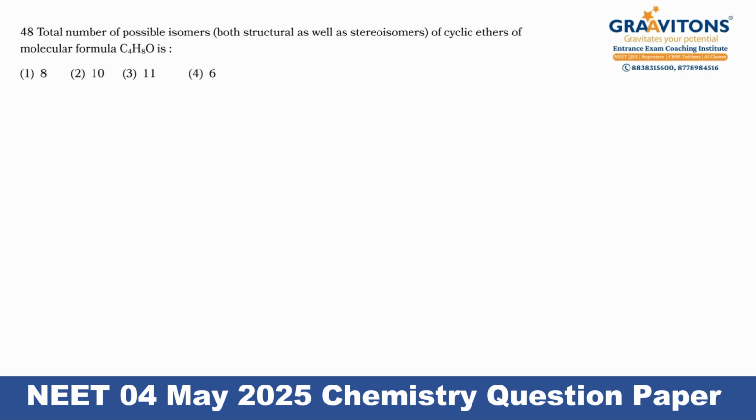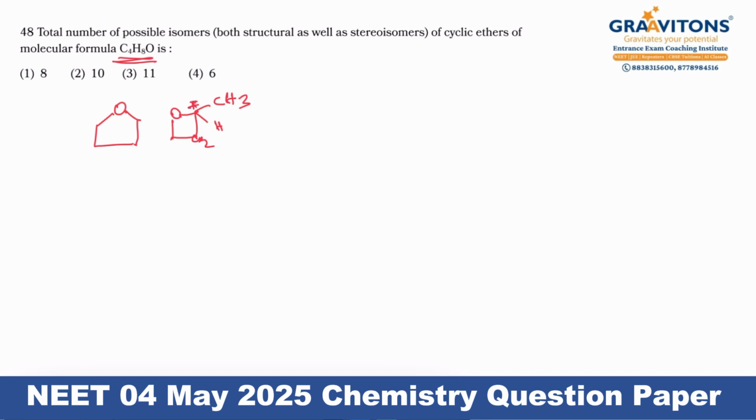Next question: the total number of possible isomers, both structural as well as stereoisomers, of cyclic ethers of the molecular formula C4H8O. So let us go for isomer formation with this molecular formula C4H8O. My first cyclic ether is this one, and we can try a 4-membered ring, leaving one methyl group out like this. Here you can find a hydrogen, a methyl group, one atom of oxygen, and another CH2 group.